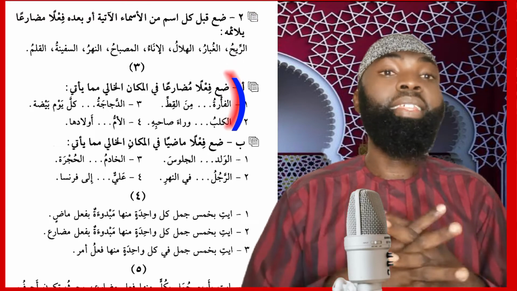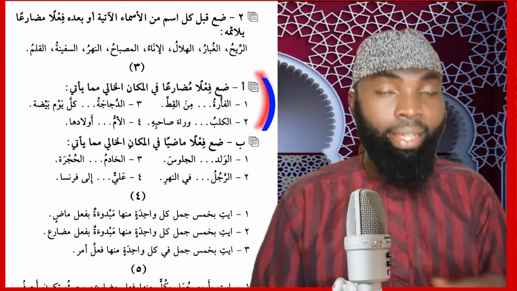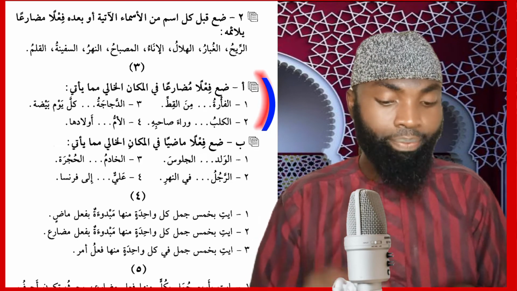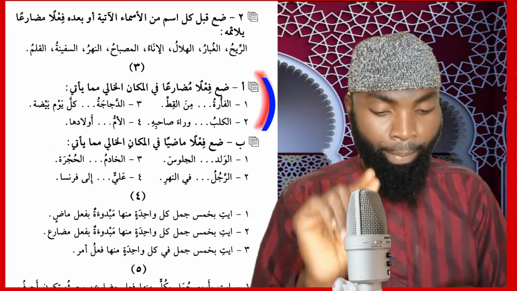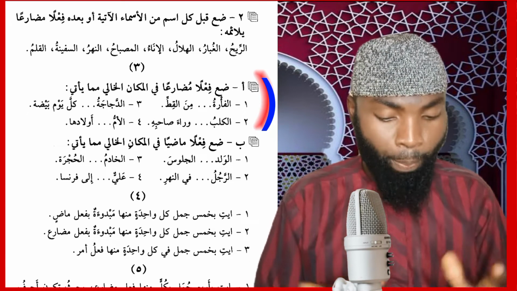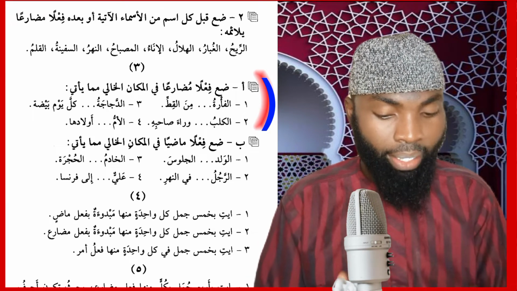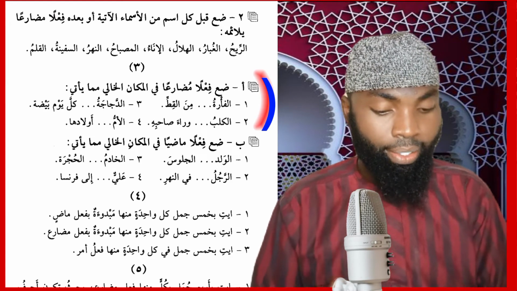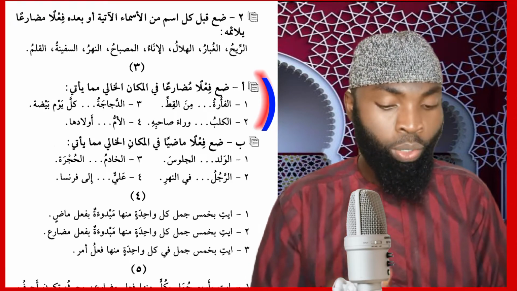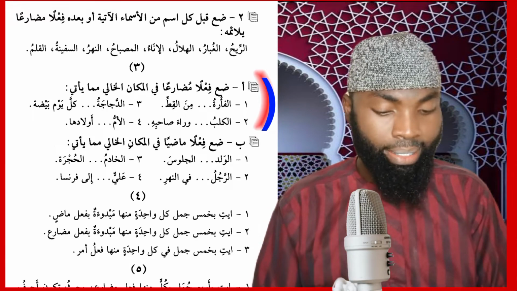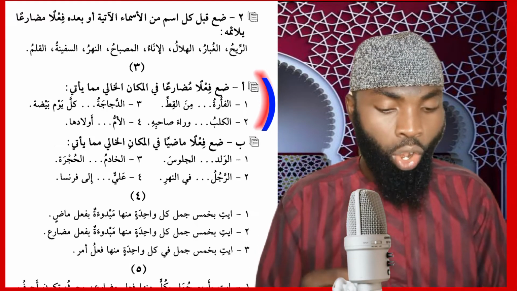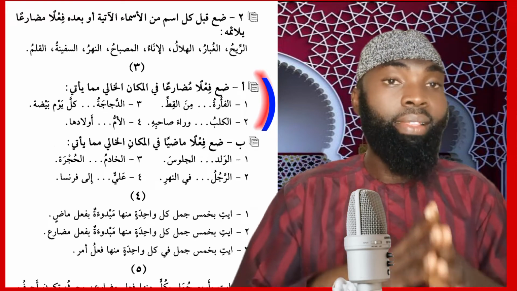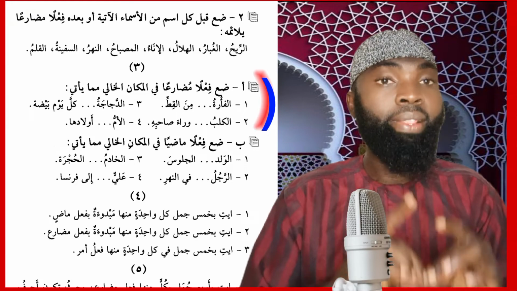At-tamrin al-thalis, the third exercise. The instruction for alif part is saying da fi'lan mudari'an fil makan al-khali mimma yati. Place an appropriate word in the open spaces or in the blank spaces. Number one, we have al-fa'ratu dash min al-qibti. We can say al-fa'ratu takhafu min al-qibti. We have to place a present tense that is appropriate to fill in the following gaps.